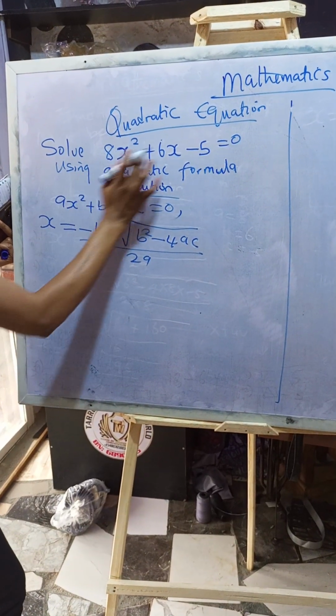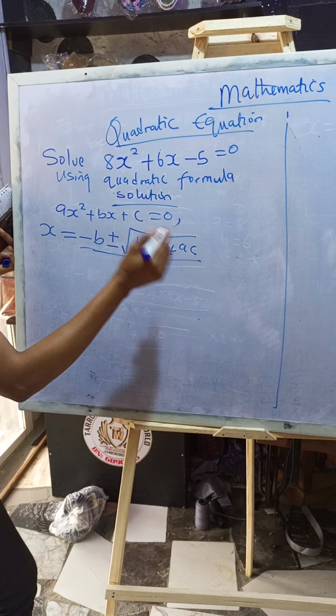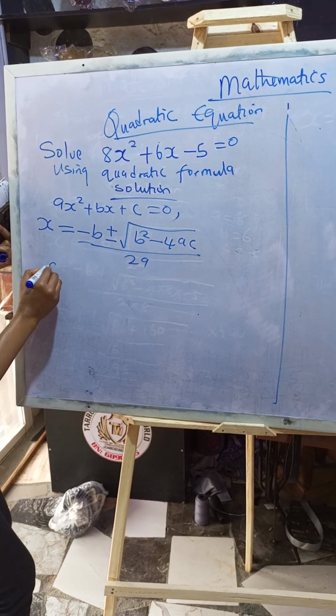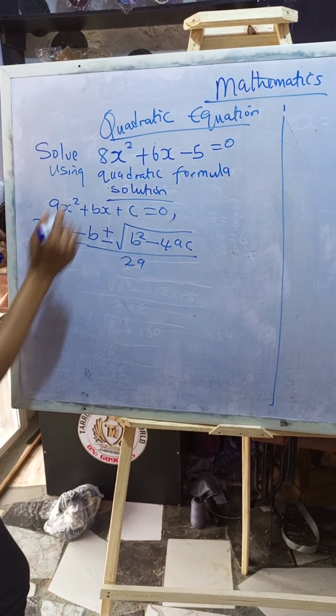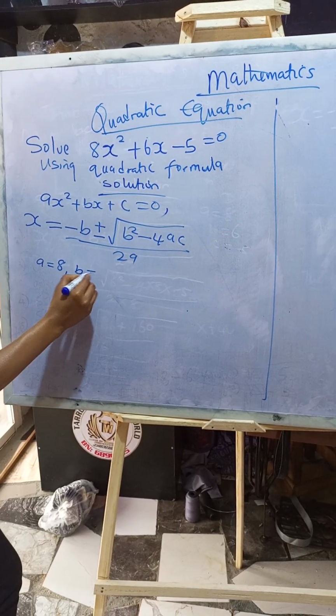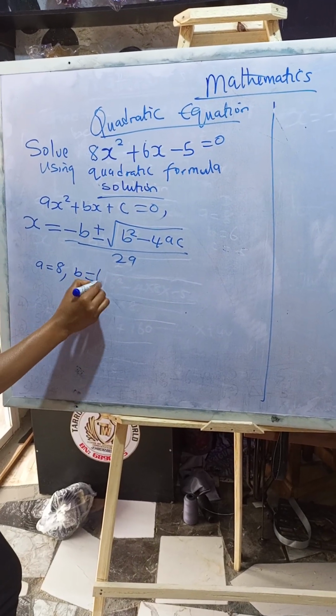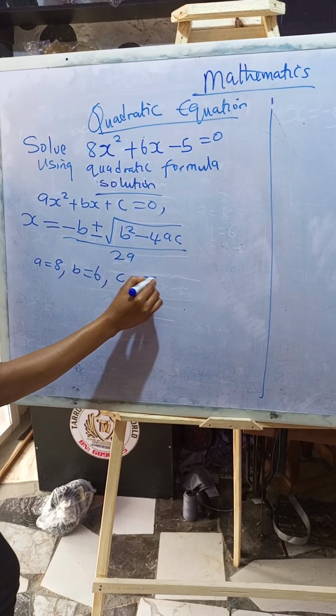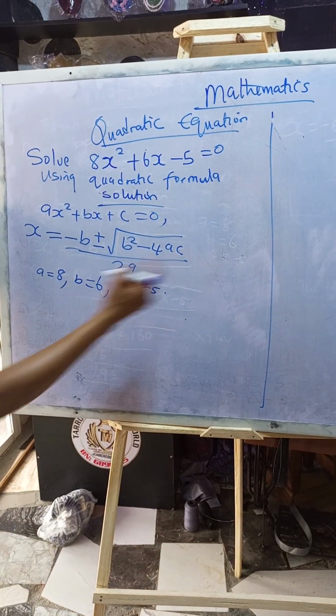So from this equation now, what is a? So let's quickly bring out a. What is a? A is 8. B is 6. And c is minus 5. So we are going to use this to solve this.